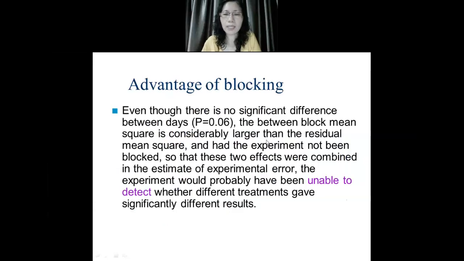Now, the advantage of blocking. Even though there is no significant difference between days, the p-value equals 0.06 or 0.058, the between block mean square is considerably larger than the residual mean square. And had the experiment not been blocked, so that these two effects were combined in the estimate of experimental error, the experiment would probably have been unable to detect whether different treatments gave significantly different results.